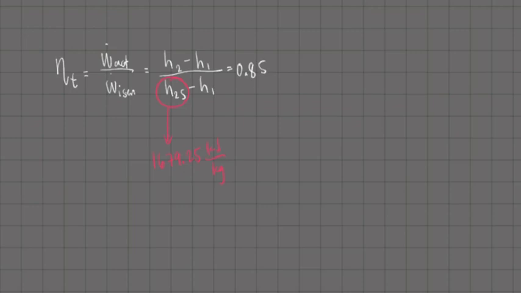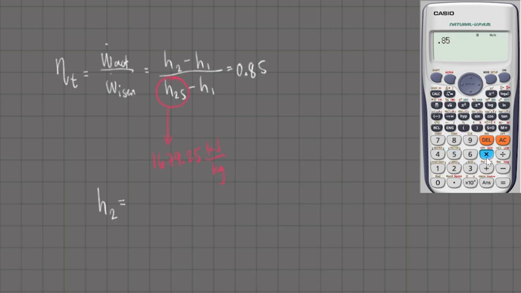Rearranging this equation and solving for H2, we have 0.85 times (H2S 1679.25 minus H1 2757.94) plus H1 2757.94. The actual enthalpy of stream 2 is equal to 1841.05 kilojoules per kilogram.